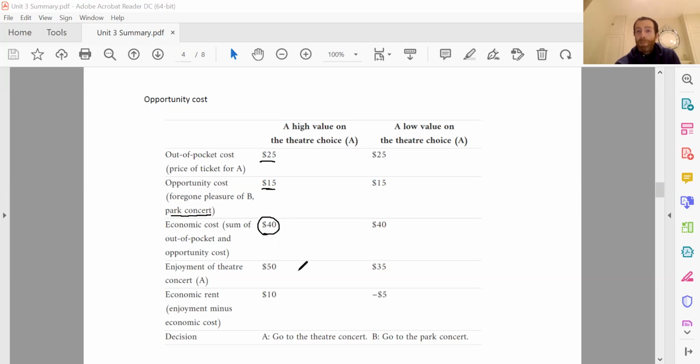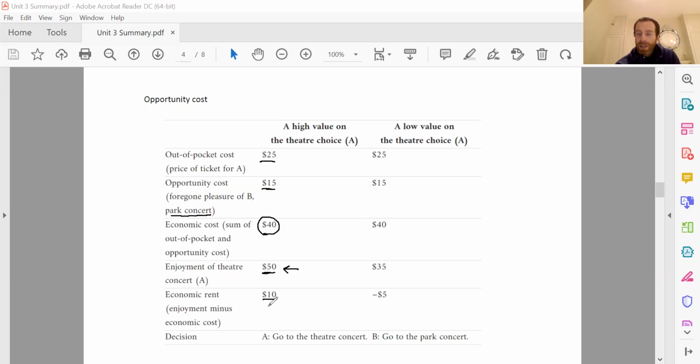Now, the benefit they will get, the monetary value of the pleasure that they get from going to the theater concert is $50. So we can now use this to work out the economic rent from going to the theater concert for this person. We know that the total benefit they get is 50, and the opportunity cost of going to the concert is 40. So their economic rent is the total benefit minus the economic cost. We can see it's 10.